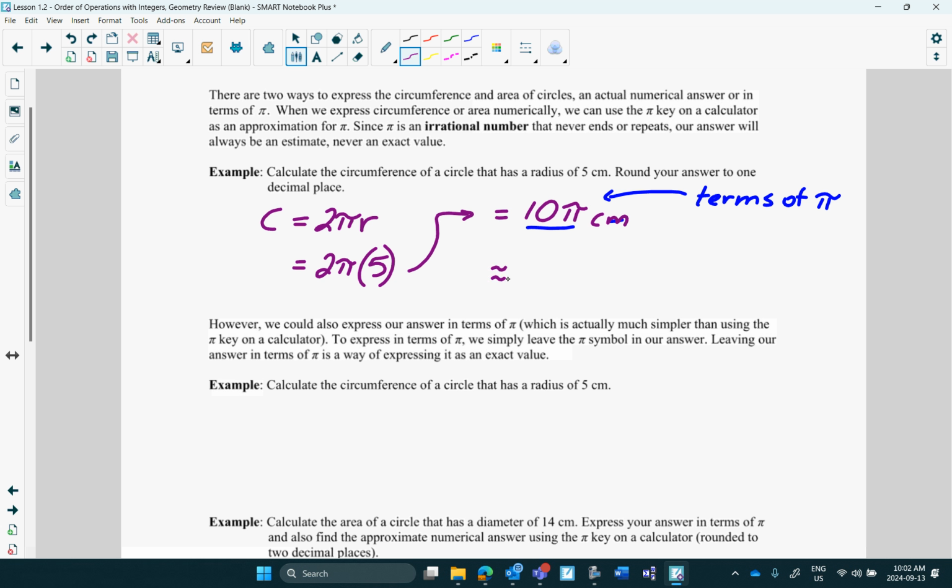So we actually use the pi key. Now you can use 3.14 on your calculator, or if you want to be a little bit more precise, you can use the pi key that you should have on a scientific calculator. And when you do that, 10 times the pi key and round it to one decimal place, you should get 31.4. This we would call the numerical answer.